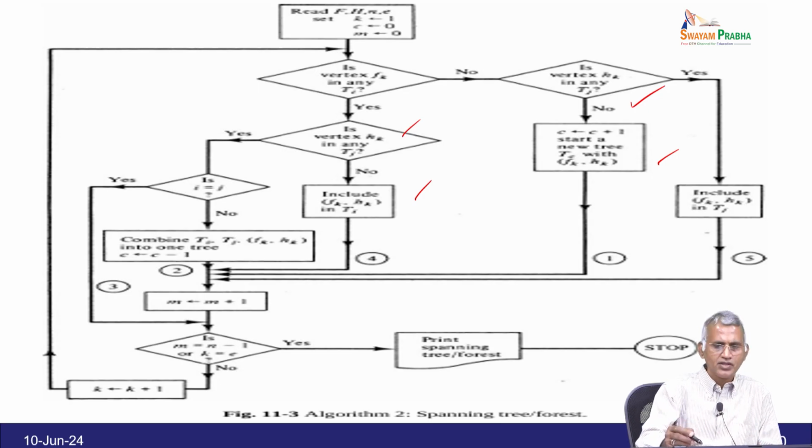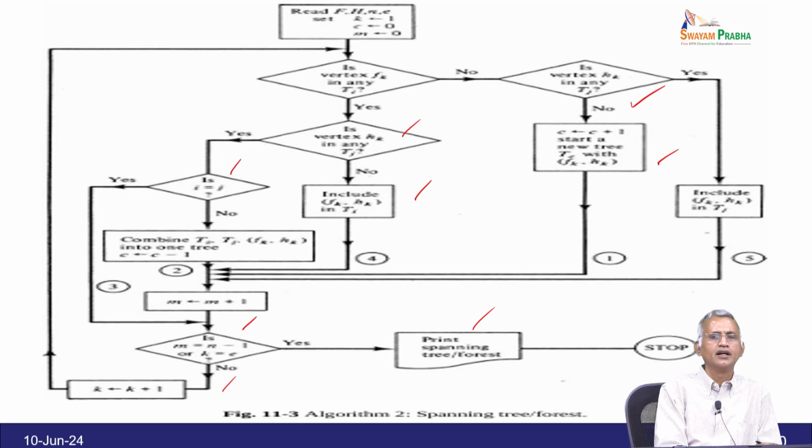Now, the vertex Hk in Tj: if i and j are equal, there are two cases, yes and no. If no, combine Ti and Tj of Fk, Hk into one tree, and c maps to c minus 1 and m maps to m plus 1. If yes, then m equals m plus 1. Is m equal to n minus 1 or k equal to e? If no, then k equals k minus 1 and the process goes on. If yes, print a spanning tree or forest and stop.